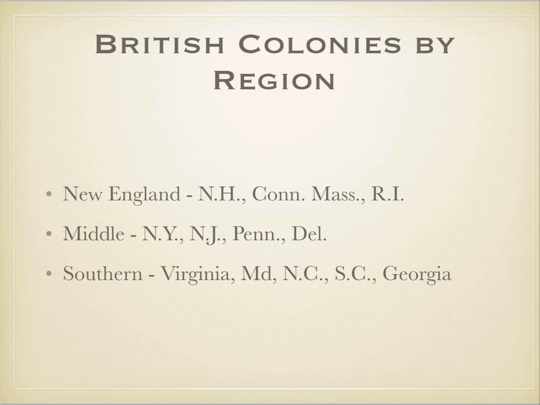And then the southern colonies will be Virginia, Maryland, the Carolinas, North and South, and Georgia. Georgia was a colony for people who were in debt. It was also established so that they would have a buffer between Spanish Florida and the Carolinas, which were British.